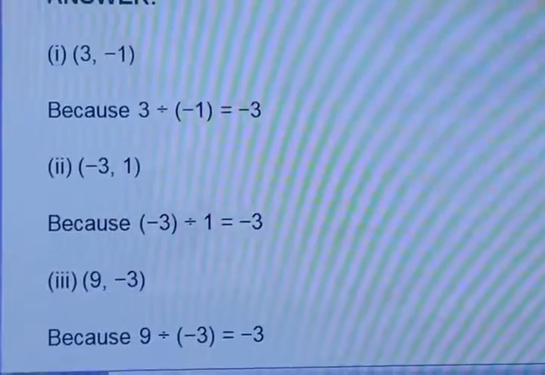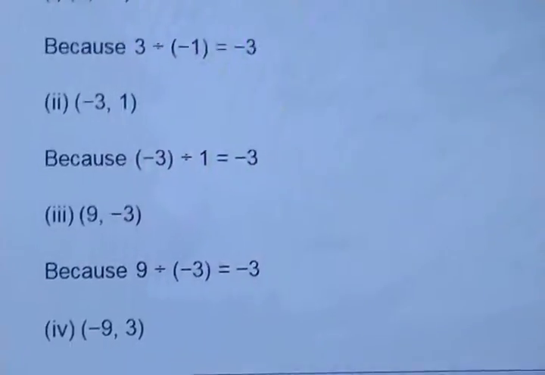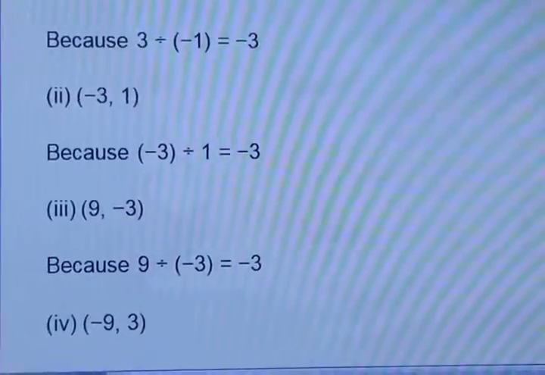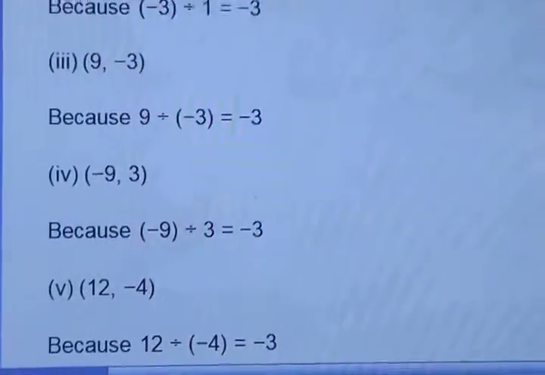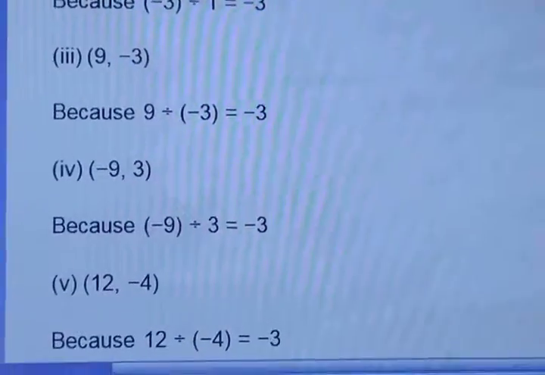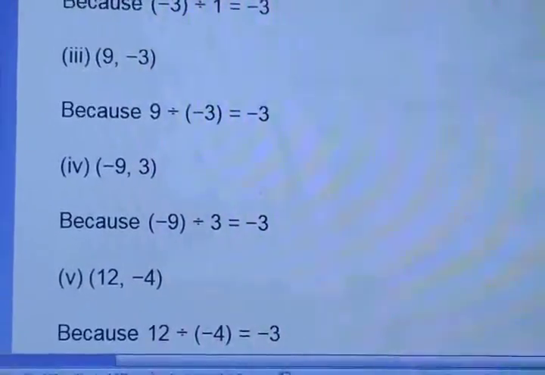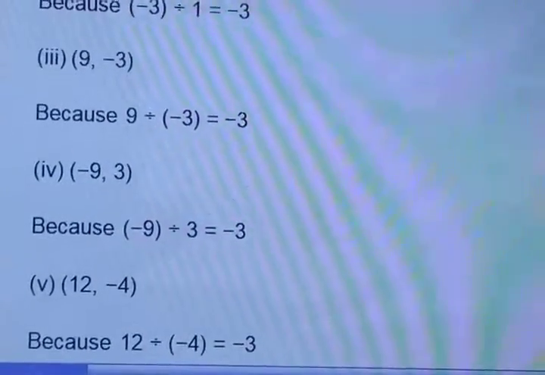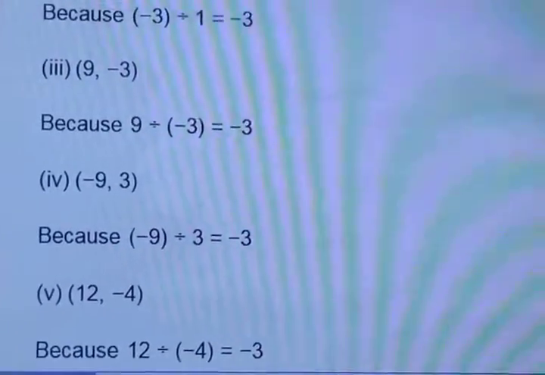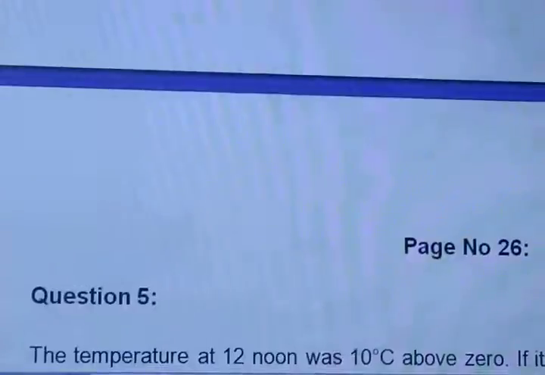Now third one, 9 and minus 3, because 9 divided by minus 3 gives you the answer minus 3. Fourth, minus 9 and 3, means just you have to reverse. First you have to write and then you have to reverse. So after reversing you will get the answer. You can see here 9 divided by minus 3 or minus 9 divided by 3, both the answers will be minus 3. Similarly in the fifth we take 12 and minus 4, because 12 divided by minus 4 is equal to minus 3, or minus 12 divided by 4 is also equal to minus 3.